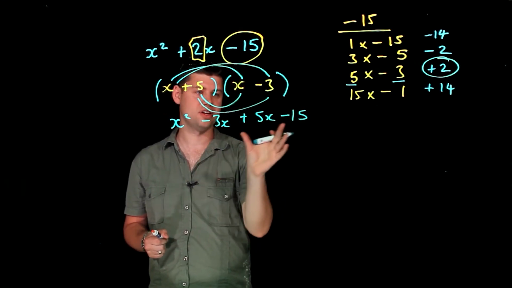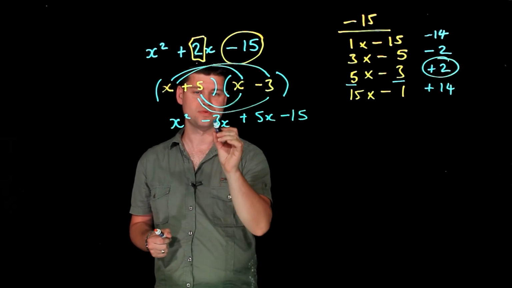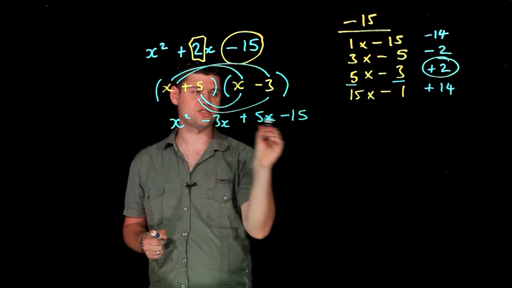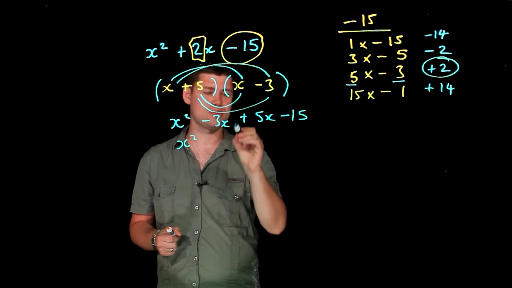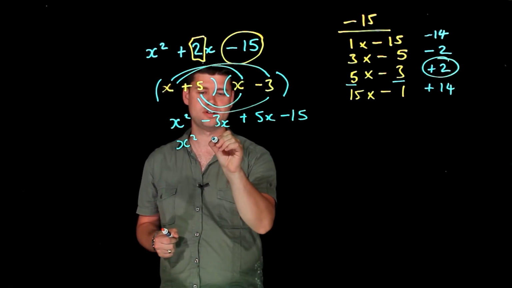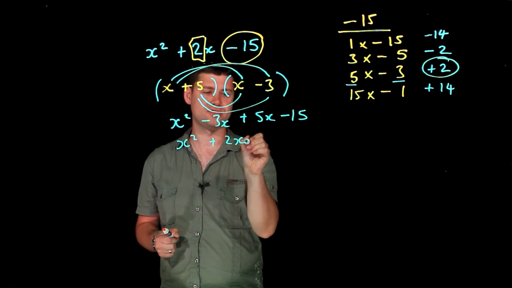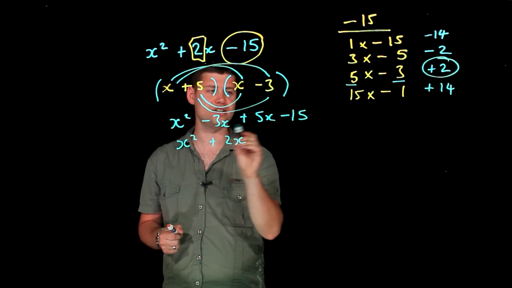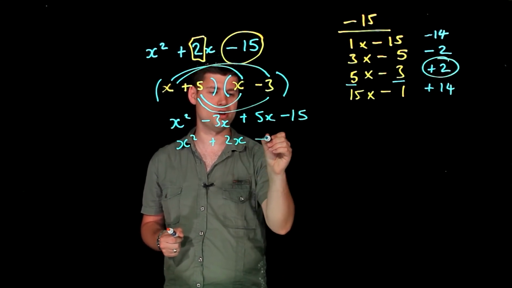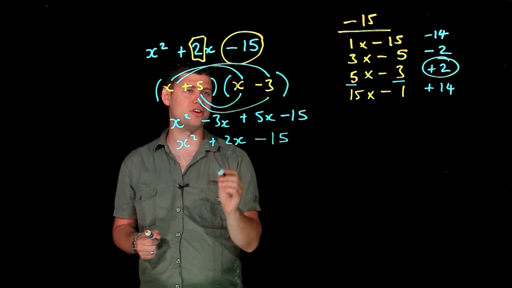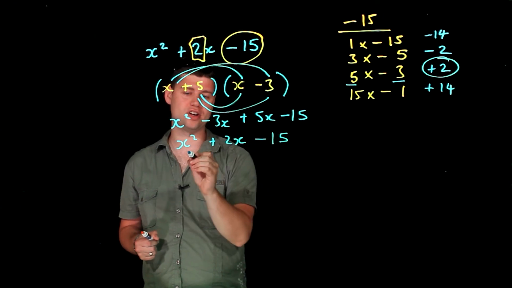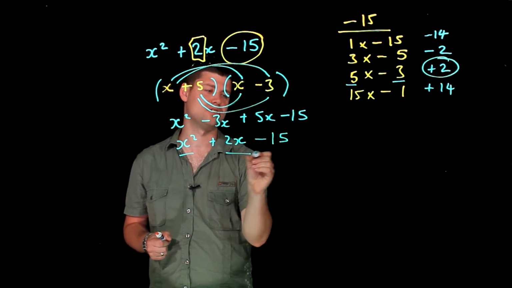So then if I can simplify that together, are there any other x squared terms? No, there aren't, so we leave that as x squared. Minus 3x plus 5x gives me plus 2x. And then finally, we've just got a number on its own, which is minus 15. So we've done it correctly because when we've multiplied out the brackets again, we've ended up with what we started with.